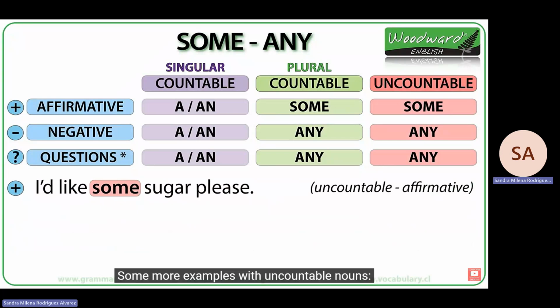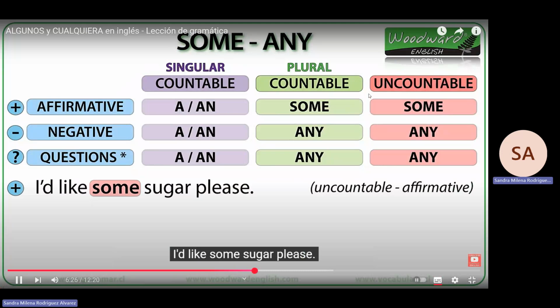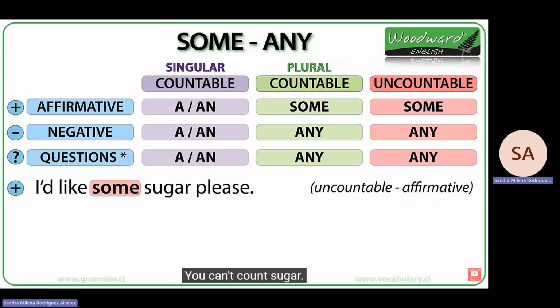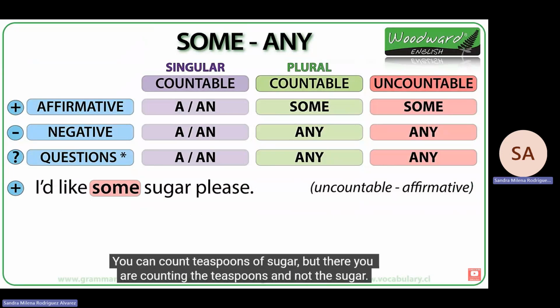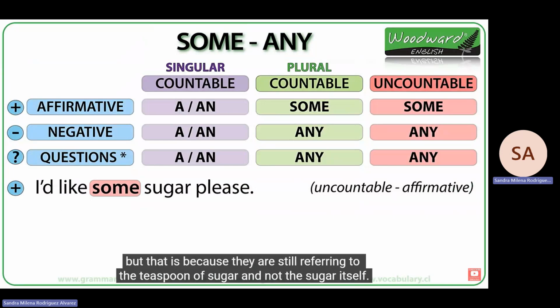Some more examples with uncountable nouns. I'd like some sugar, please. You can't count sugar. Sugar is an uncountable noun. You can count teaspoons of sugar, but there you are counting the teaspoons and not the sugar. Though sometimes you may hear people say, I'll have three sugars in my coffee, please. But that is because they are still referring to the teaspoon of sugar and not the sugar itself.